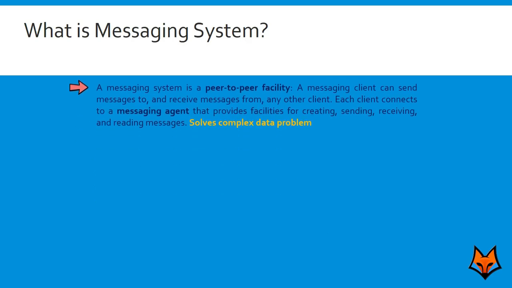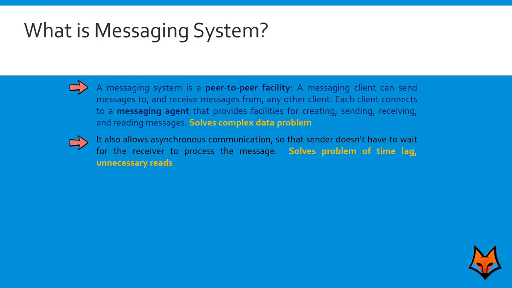So a messaging system is a peer-to-peer facility in which each client connects to a messaging agent, which provides creating, sending, receiving and reading messages facility. So that's how it solves the problem of complex data pipelines. Now each system has to connect to only a single agent rather than connecting to each system individually.